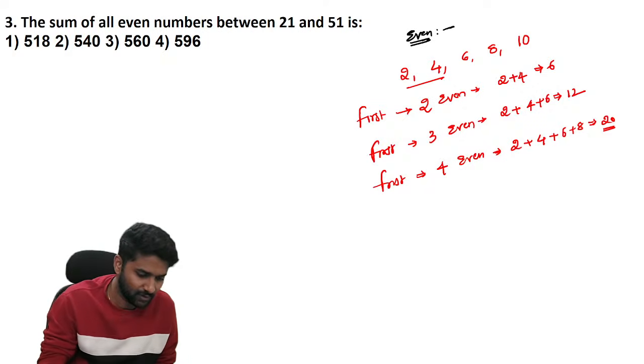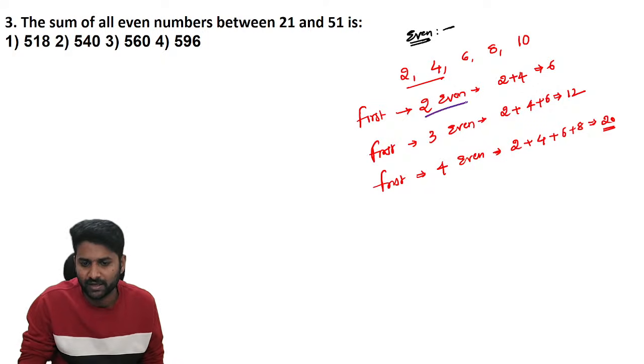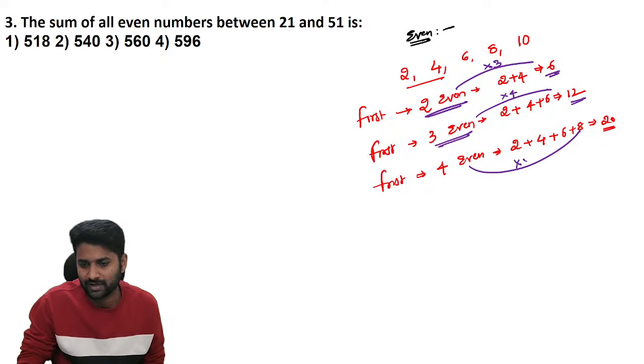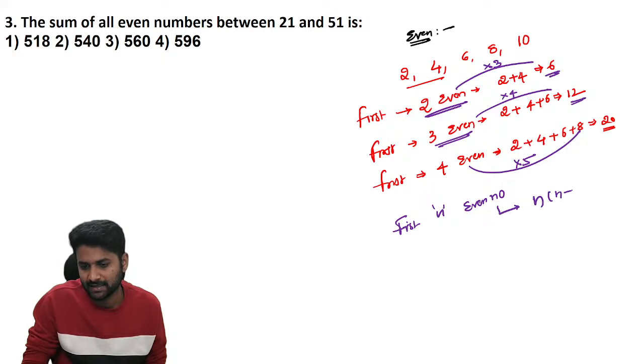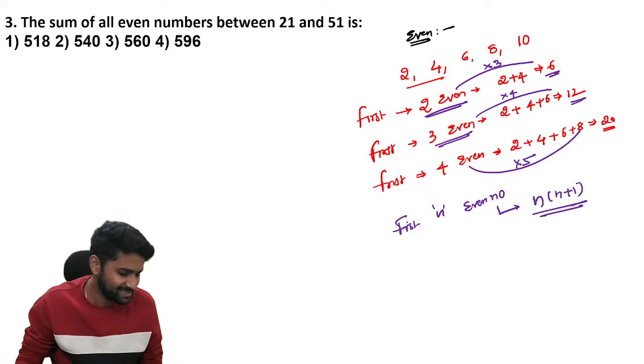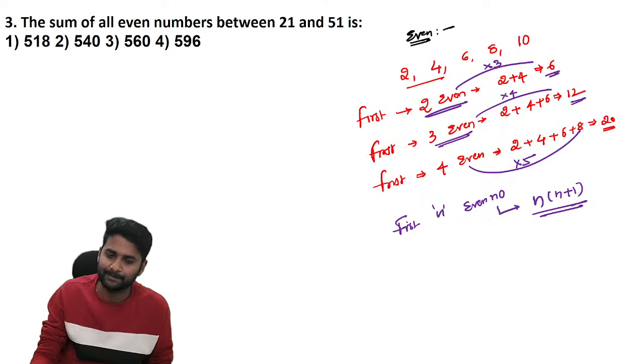If you check all these calculations, you can easily remember the formula. What is this formula about? If you take two even numbers, the result is 6, which is 2 multiplied by 3. Three numbers sum is 12, which is 3 multiplied by 4. Four numbers give 20, which is 4 multiplied by 5. Now what is the formula? We consider the first n even numbers. The sum is n into n plus 1.